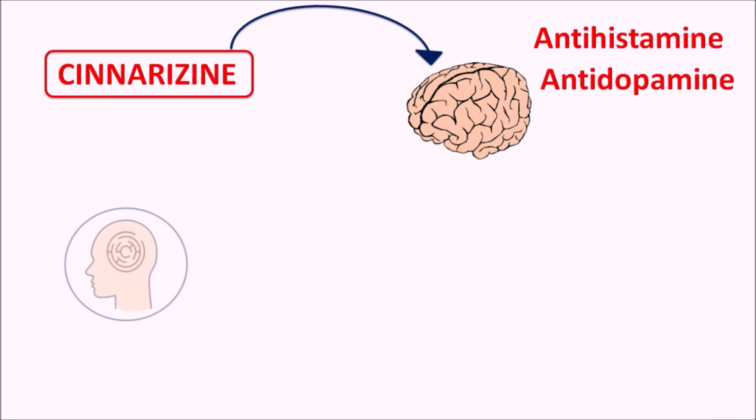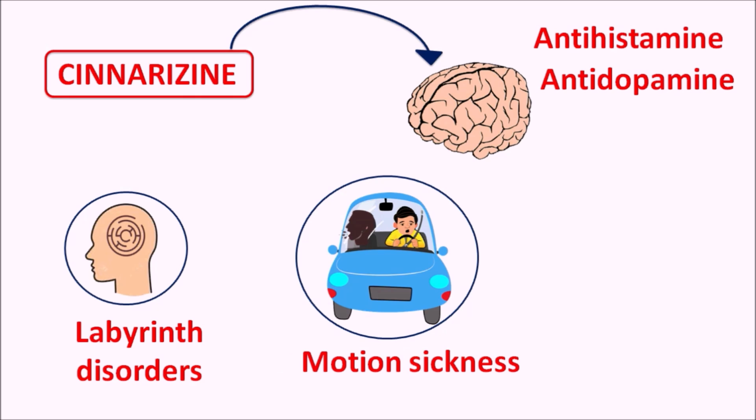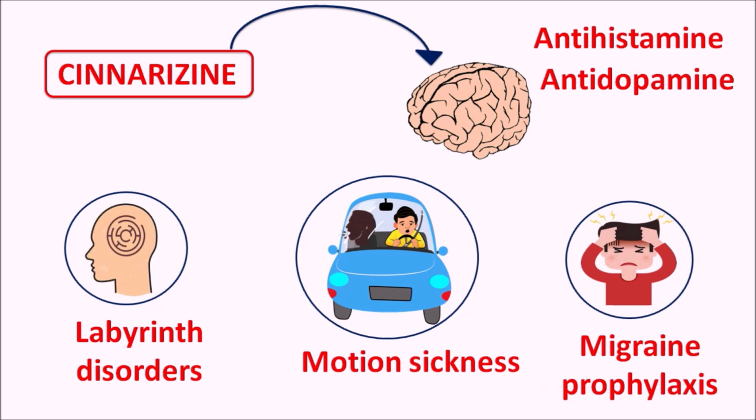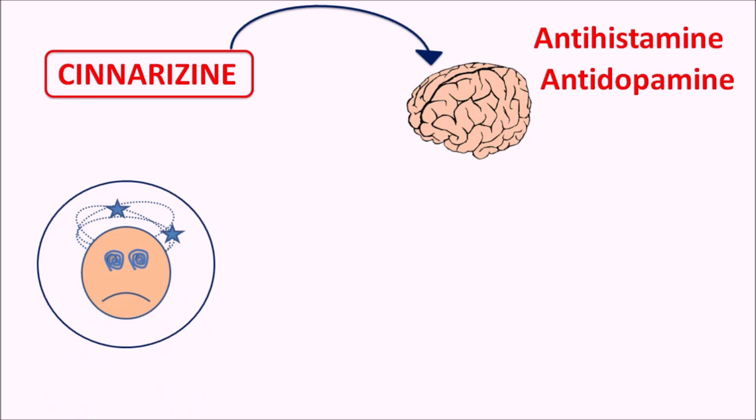This drug can be used in the management of labyrinth disorders which are associated with vertigo, tinnitus, postural imbalance, nausea and vomiting. It can also be used in the treatment of motion sickness, where there is increased emesis, nausea and vomiting in patients who are traveling in a vehicle, again because of disturbance in the vestibular system. Similarly, it can be used in migraine prophylaxis, where it can control the nausea and vomiting associated with migraine stimuli.